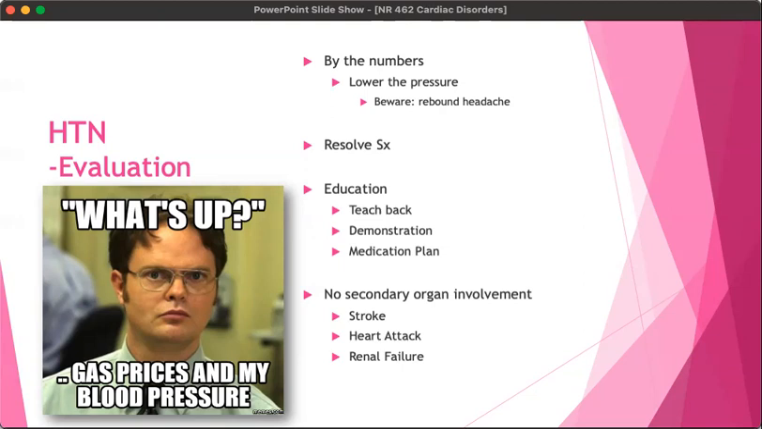And then we want to be assessing for signs and symptoms of the complicating things. So strokes, heart attacks, kidney failure while they're in a hospital. So we'll be checking labs, we'll be checking vital signs, and we'll be assessing for those specific symptoms like the unilateral muscle weakness or chest pain.